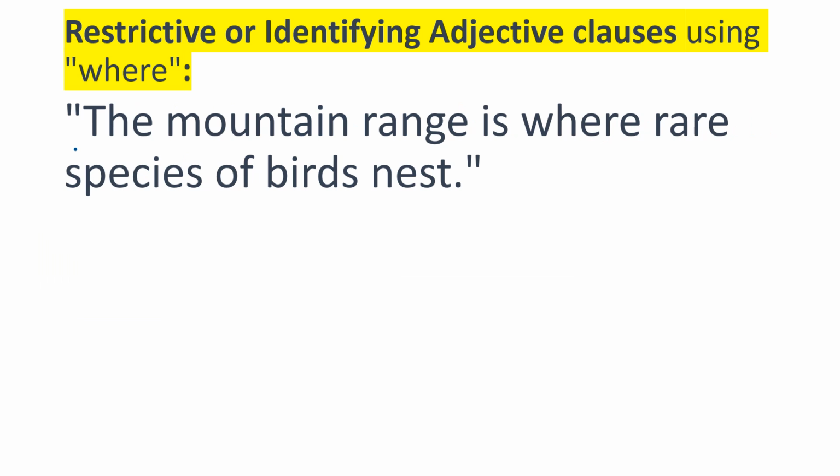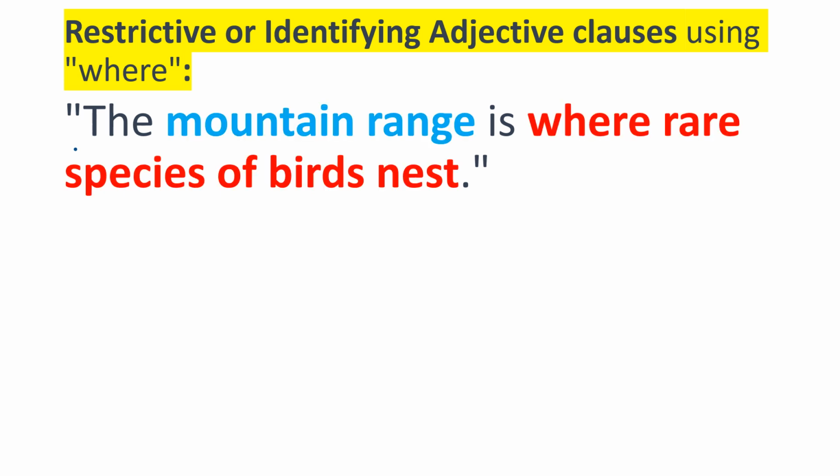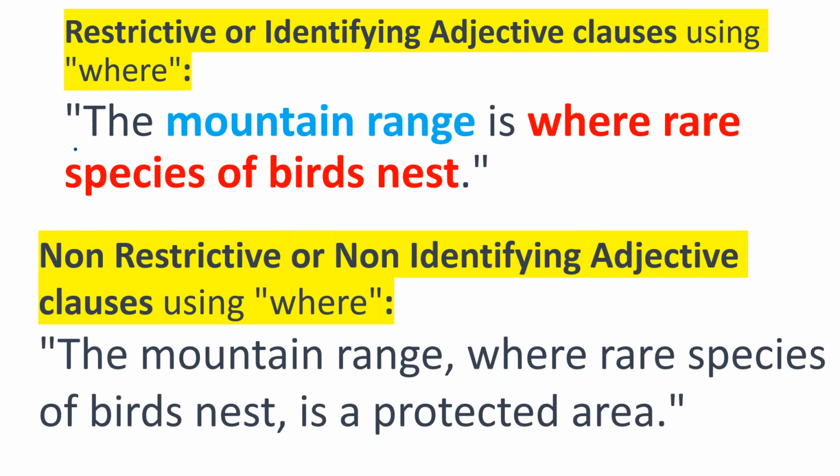The mountain range is where rare species of birds nest. Where rare species of birds nest is an adjective clause and it's giving detail about the mountain range. It acts as a non-restrictive or non-identifying adjective clause in this sentence. The mountain range, where rare species of birds nest, is a protected area.